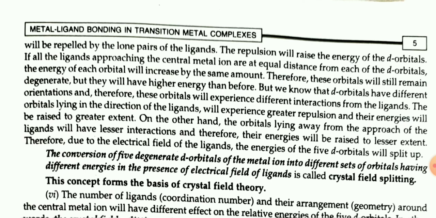But we know that d orbitals have different orientations, and therefore these orbitals will experience different interaction from the ligands. The orbitals lying in the direction of the ligands will experience greater repulsion, and their energies will be raised to a greater extent. On the other hand, the orbitals lying away from the approach of the ligands will have lesser interaction, and therefore their energies will be raised to a lesser extent. Therefore, due to the electrical field of the ligands, the energies of the 5 d orbitals will split up.